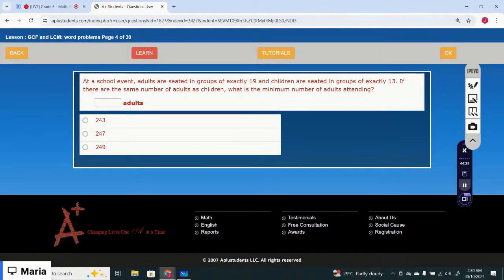The correct option is 247, because both the numbers, 13 and 19, are prime numbers, right? So when you have to find their least common multiple, you have to multiply them. 13 times 19 is 247. The correct option is option number 2, that is 247.